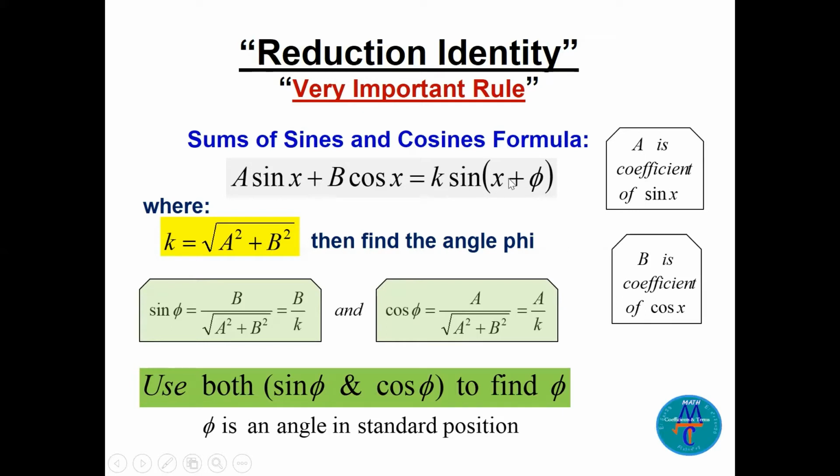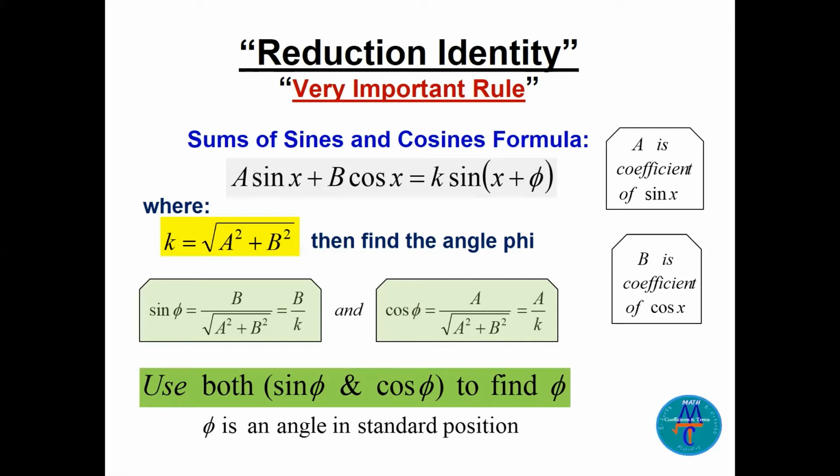Now to find the angle phi, what do we do? Sine phi will be b, the coefficient, positive or negative, divided by k, which is the square root of a squared plus b squared. So you can remember sine of phi will be b over k and cosine of phi is a over k. Now use both, I mean sine of phi and cosine of phi, not one of them. One of them is not enough. Use both of them to find the angle phi.